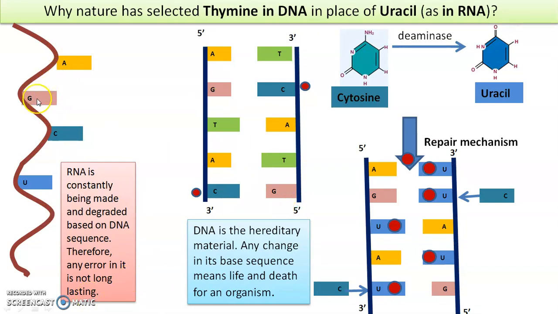See, RNA has adenine, guanine, cytosine and uracil. So it's not long lasting because it is easily degraded, and that kind of functions only it does. Whereas DNA has to be long lasting. It has to be there till the death of the organism. So adenine, thymine, guanine, cytosine. This is the correct pairing.